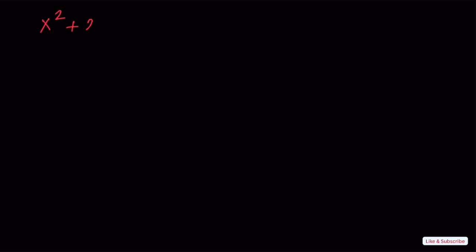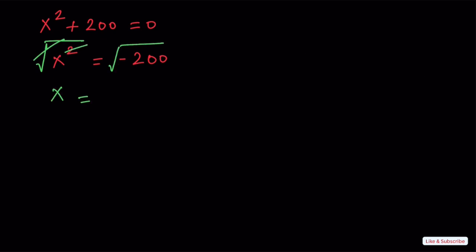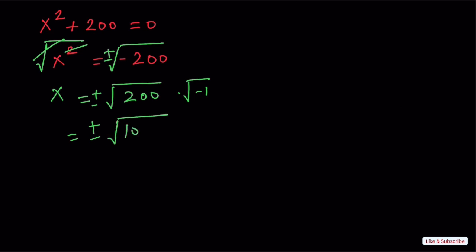Let's consider another example. x squared plus 200 is equal to 0. Now we'll take 200 to the other side, which gives you negative 200. I want to get rid of the square, so I'll take the root on both sides. The square cancels the root. The value of x equals plus minus root of 200 and root of negative 1. Now to solve root of 200, we need to make the factors of 200, which is going to be 10 times 10 times 2.